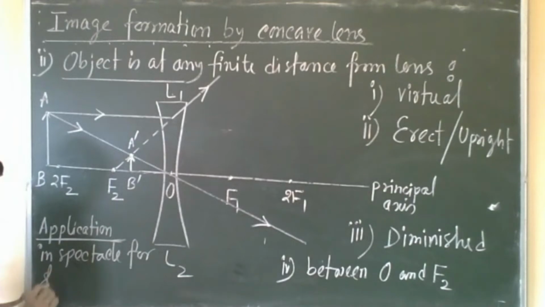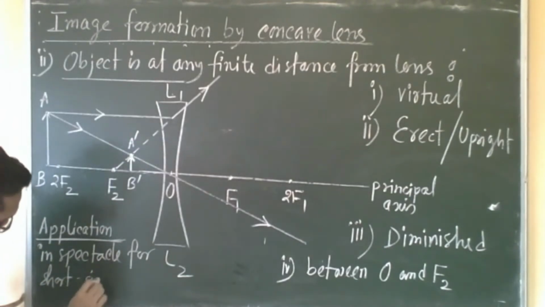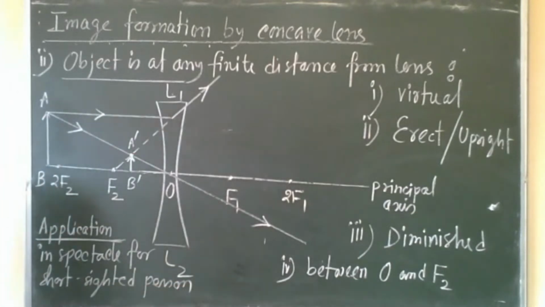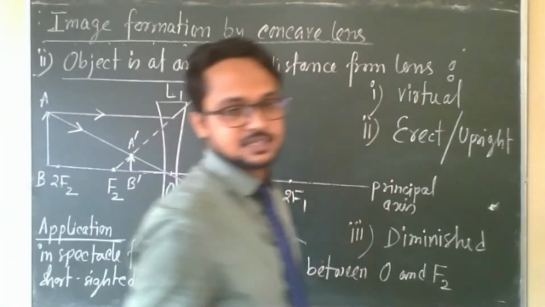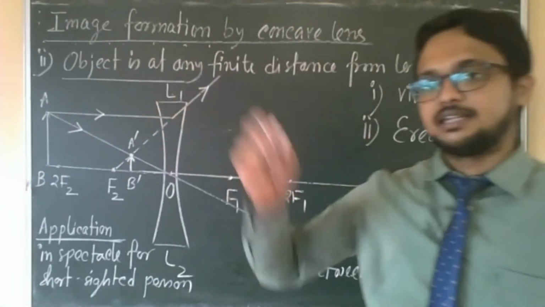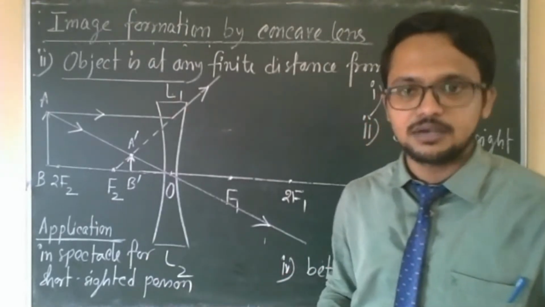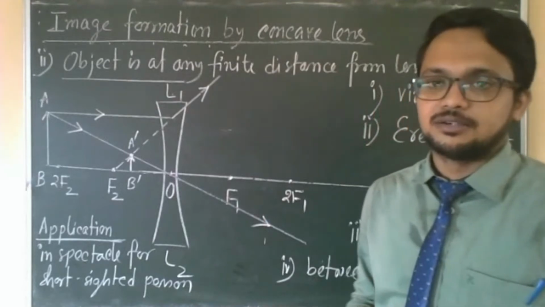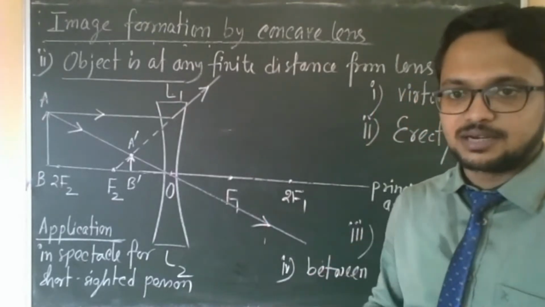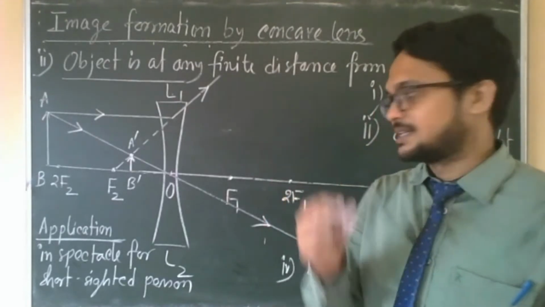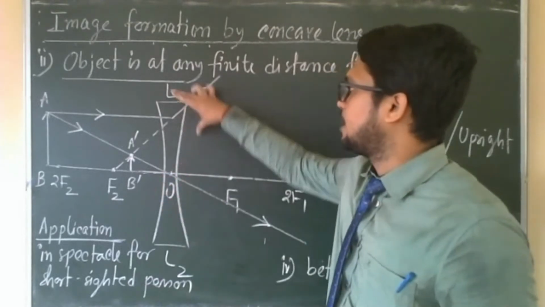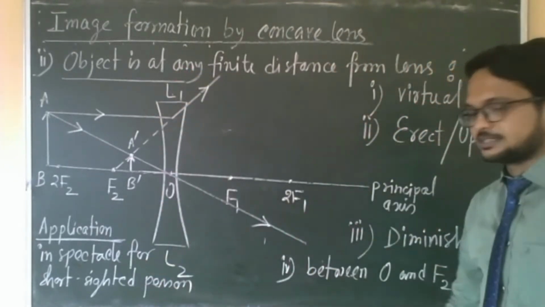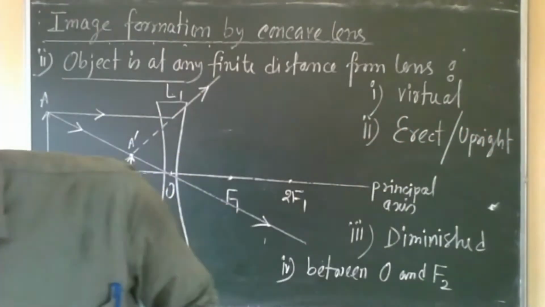for short-sighted persons. A short-sighted person is one who cannot see far objects clearly but can see near objects clearly. As most of you are using spectacles, if you look at the glass properly, you will see that the middle portion is thin but the outer portion is thick. So this is a concave lens. These are the two ray diagrams I wanted to discuss.